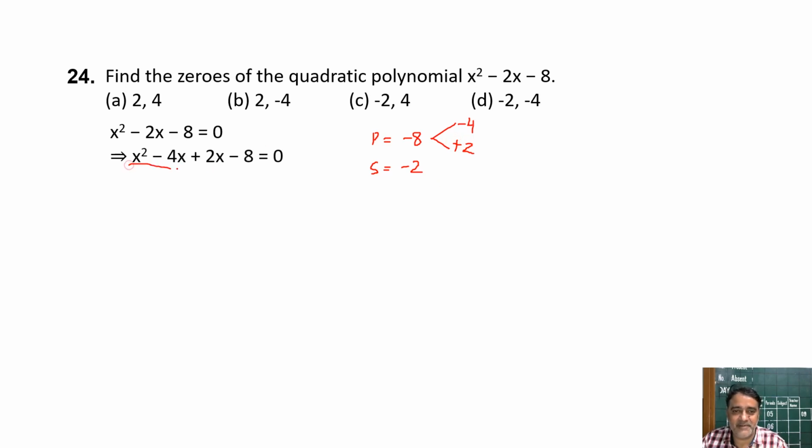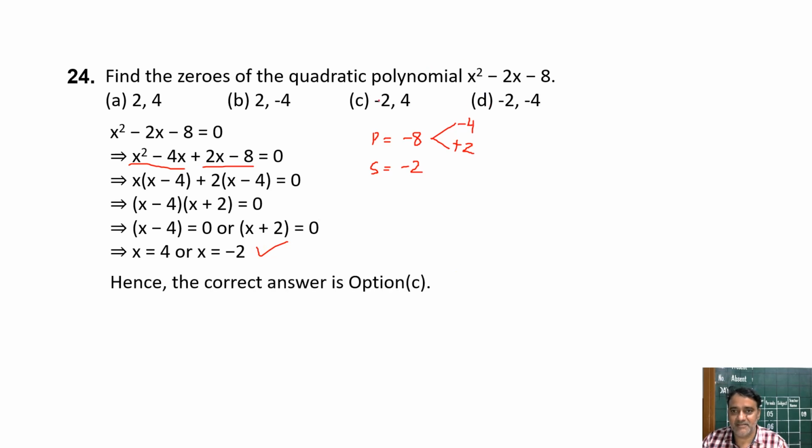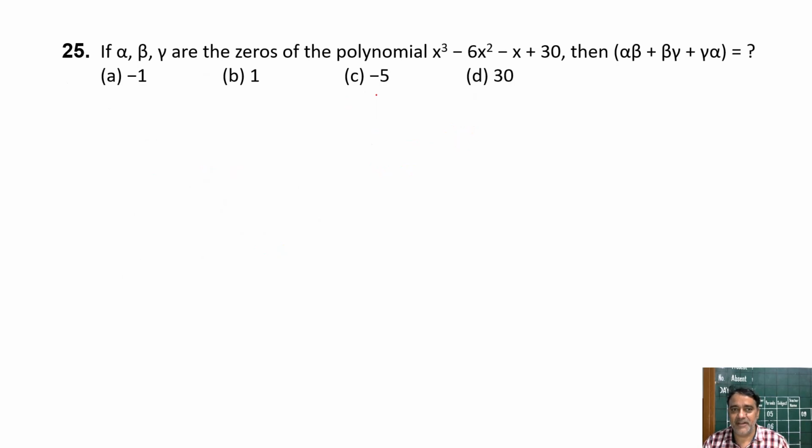So what is common between these two? x. x here, and plus 2. Right. So we got two factors: x minus 4 into x plus 2. So what are the two values of x? 4 and minus 2. Right. 4 and minus 2. So which option is the correct one? Option C. Right. Now we are moving toward question number 25.